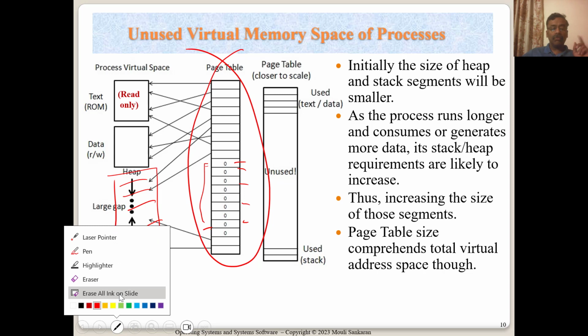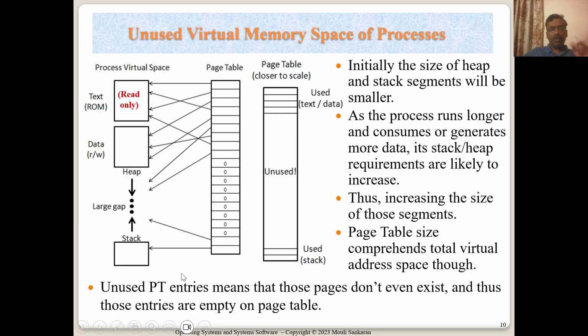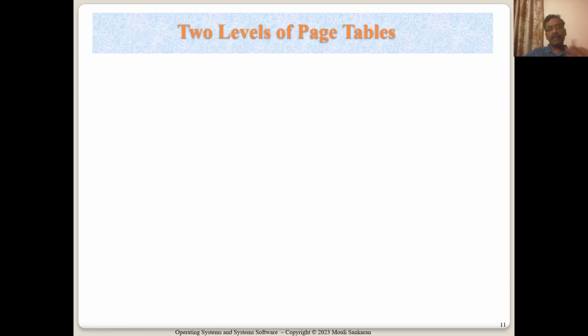So what happens is, the virtual address space given is huge, and if there is only a single level of page table, then I need to have that many entries in the page table, whether I am using all the areas of the virtual address space in a program or not. So that's an inefficient way of using the page table. With a single level page table, this is the problem.